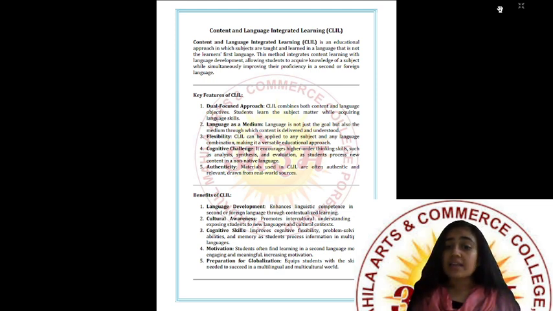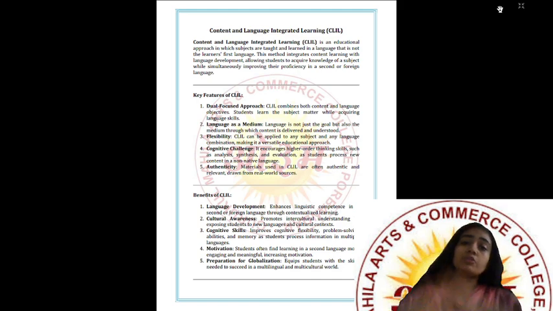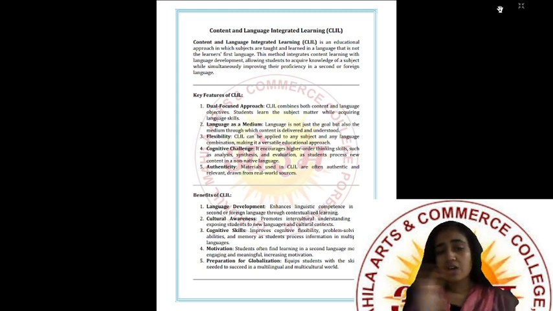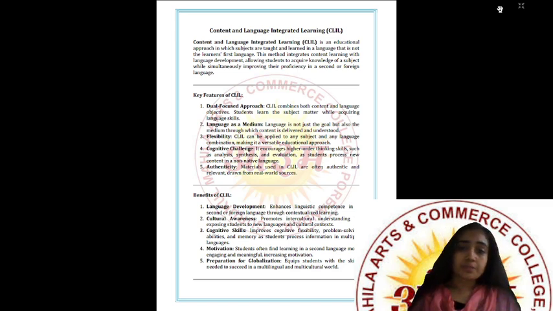Fifth one is authenticity. Materials used in CLIL are often authentic and relevant, drawn from real world sources. So it is not that out of the blue, out of somewhere, you just have the content and you have to just learn it, but the material especially is an authentic material. So authenticity is also there.